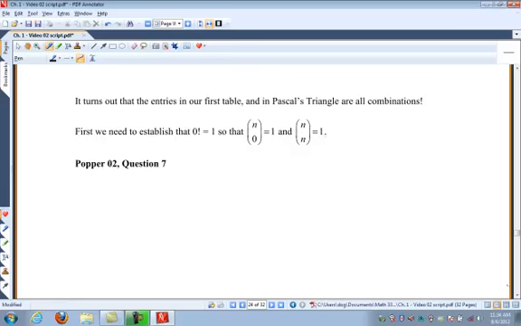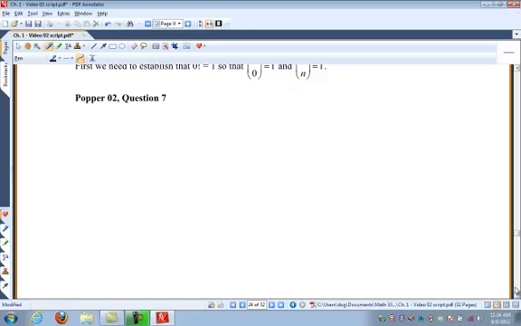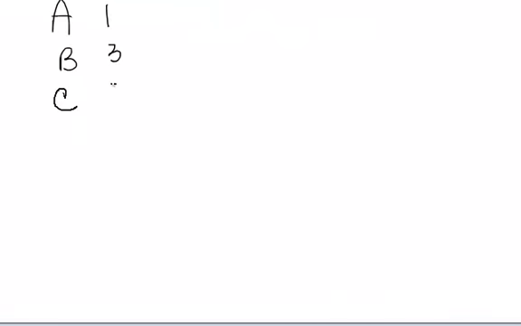Let's have question 7 in our Popper. Fill in the blank. The combination of 5 things taken 3 at a time is: A is 1, B is 3, C is 5, D is 7, E is 10.